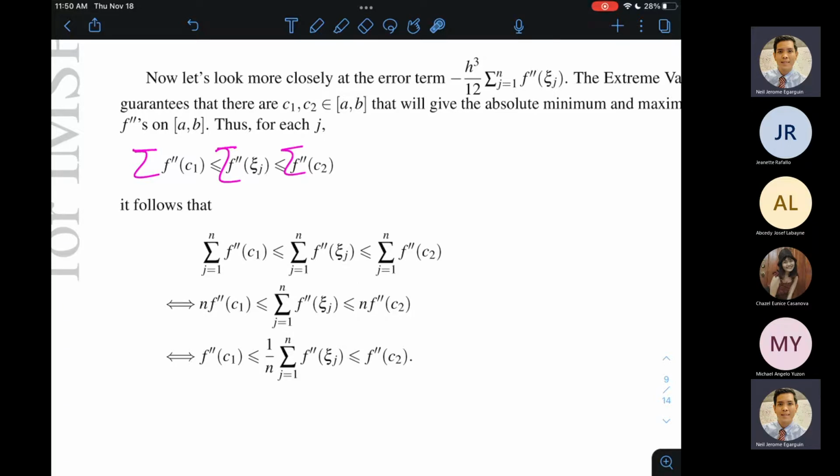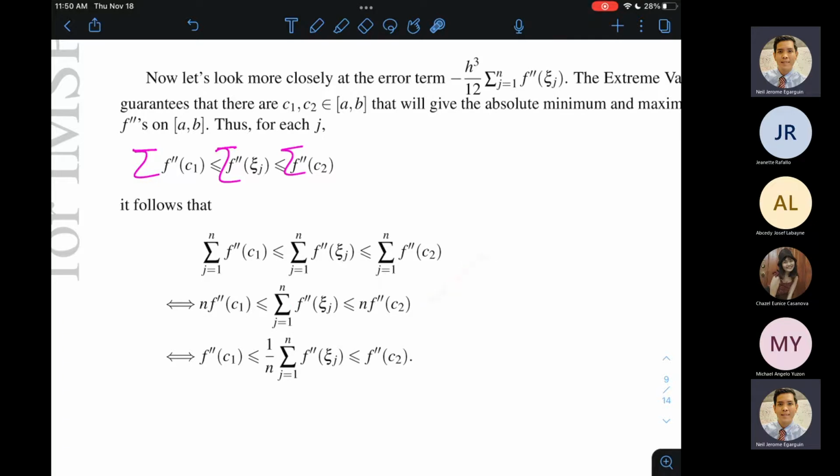And, sorry. Hindi ko pwedeng gawin yung same thing dun sa gitna. Kasi yung function f double prime ay ini-evaluate natin sa mga number na c sub j. So ibig sabihin nakadepende yung value nung mga terms sa j. So hindi ko siya pwedeng pakialaman. So that will be retained over here.